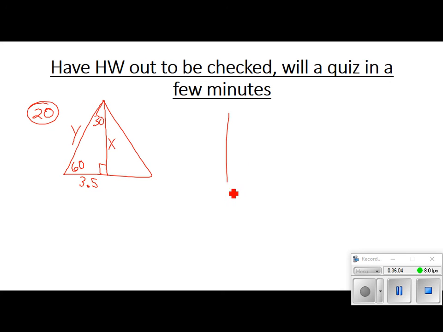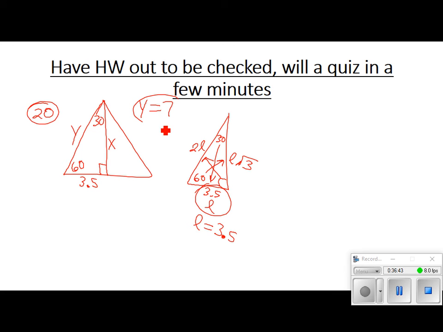If I'm just looking at that one triangle on the left, what kind of triangle is it? 30, 60, 90. In a 30, 60, 90 triangle, the side across from the 30-degree angle should be labeled what? L. Side across from the 60-degree angle? L radical 3. Side across from the right angle? 2L. So L equals 3.5, so what's 2L? 7. So that side is 7, that was our Y.